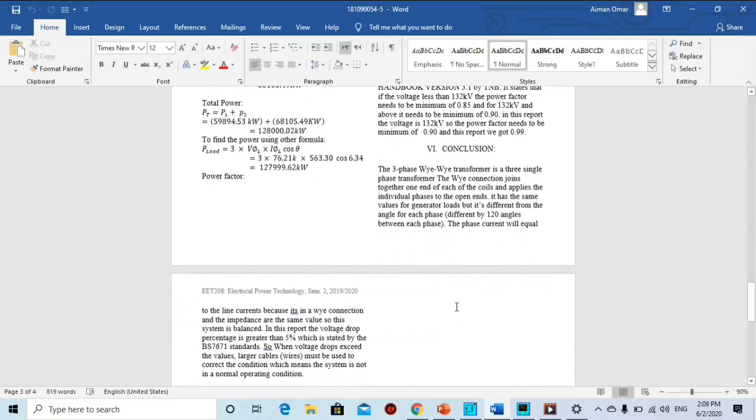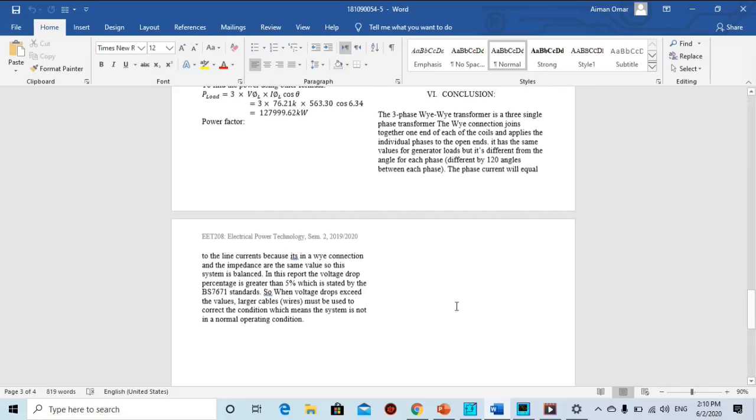In conclusion, the three-phase Y to Y transformer is three single-phase transformers. The Y connection joins together one end of each of the coils and applies the individual phases to the open ends. It has the same values for generator and loads, but the angle is different for each phase, by 120 degrees between each phase. The phase current will equal the line current because it's a Y connection, and the impedances are the same value, so the system is balanced.